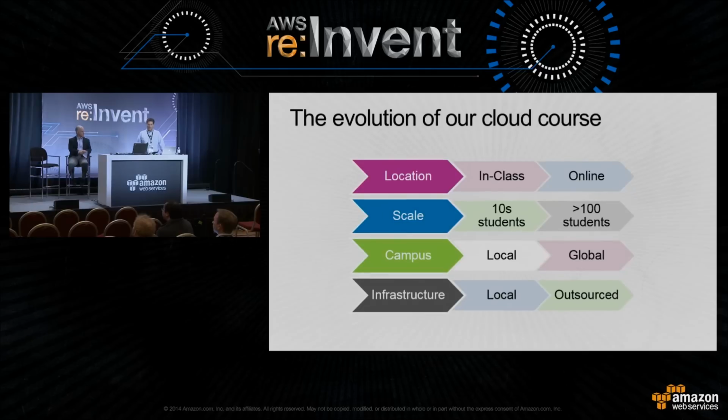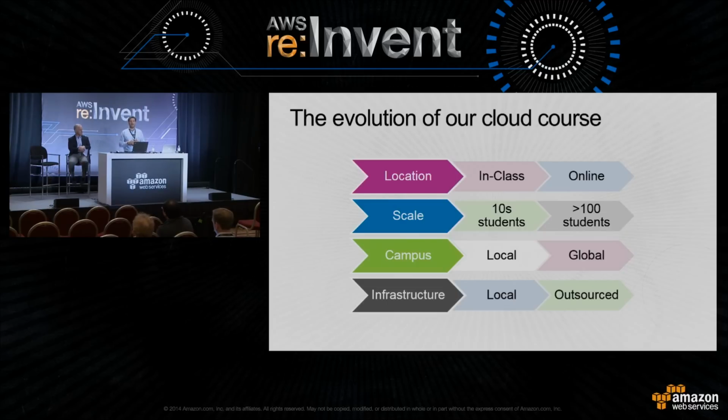So we started with the class being in class, offered to tens of students at one campus, and we only used our own infrastructure for the projects. And what we've done is we've transformed it into an online course, and now we have hundreds of students from Carnegie Mellon's global campuses, and all of our projects are on Amazon Web Services.